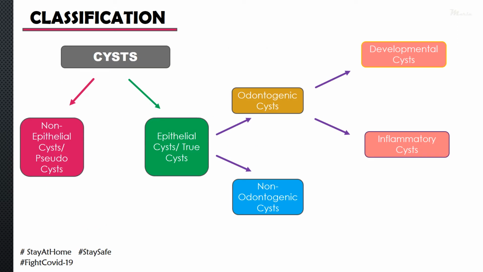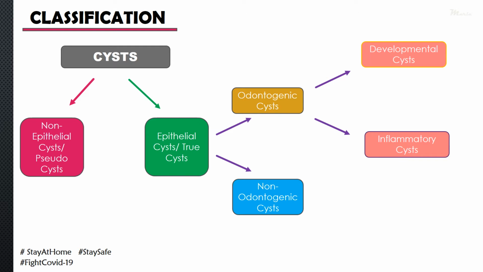Before we start with the topic in detail, let us revise the classification. It is important to understand the classification of each cyst to understand the cyst thoroughly. So to revise, cysts can be broadly classified into non-epithelial cysts or epithelial cysts. The non-epithelial cysts are also referred to as pseudocysts, while the epithelial cysts are also known as true cysts.